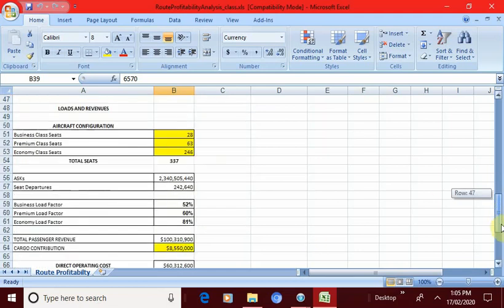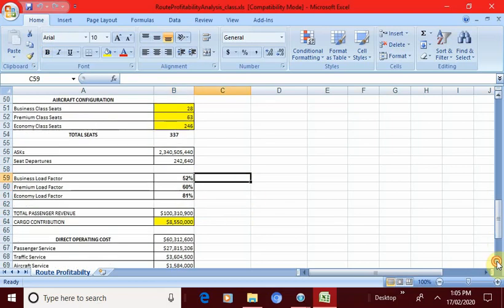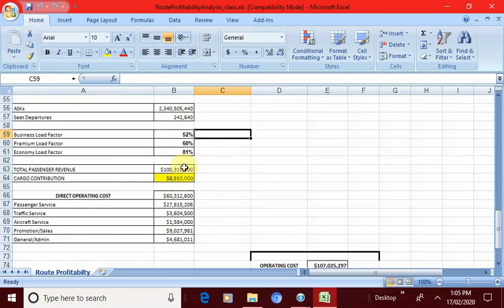Then for the seat configuration, for business class we enter premium class and economy class. The total seats were so much. ASK is generated as this much. Seat departures, business load factor is 52%. Premium class load factor and the economy load factor. So these are also key metrics. The total passenger revenue was this and the cargo contribution was this.